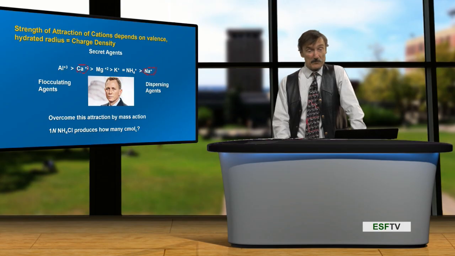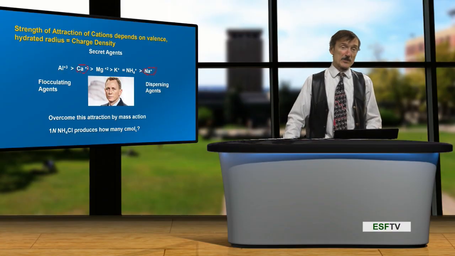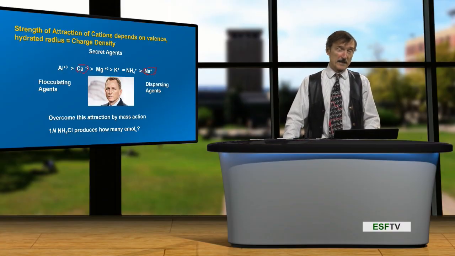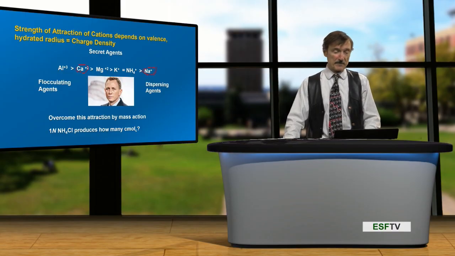And so, again, we overcome this. Sometimes we want to push everything off, even if we use only something like sodium chloride or ammonium chloride. But we overcome that. We just use a high concentration, mass action. So I'll use a 1 normal. The typical solution to do this for effective CEC is 1 normal ammonium chloride.